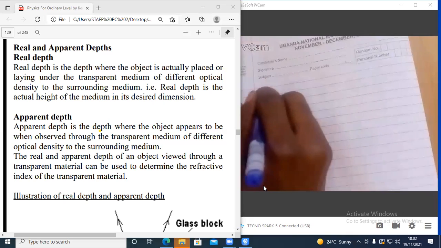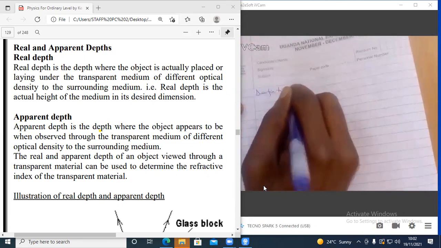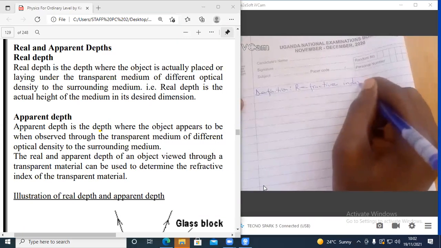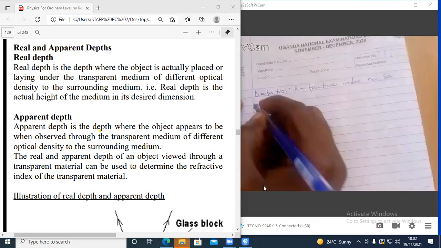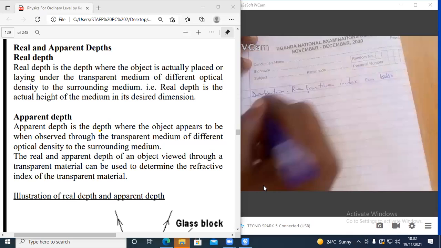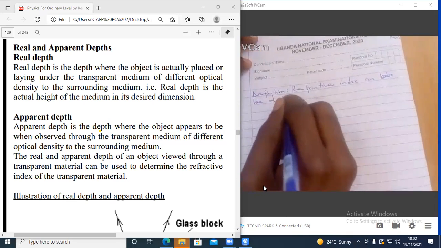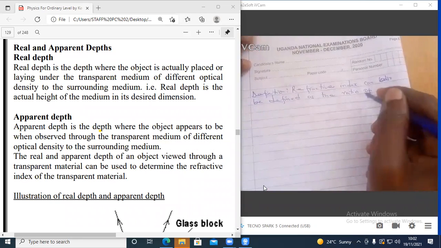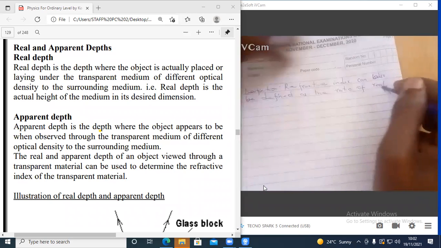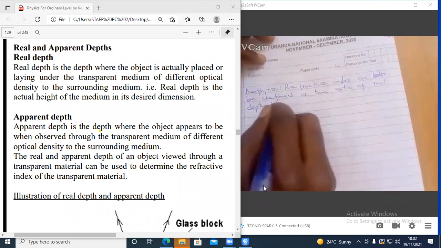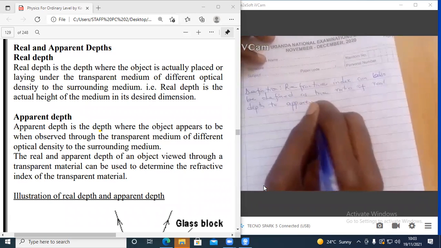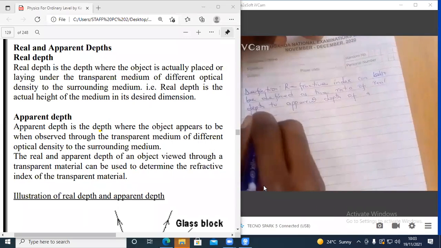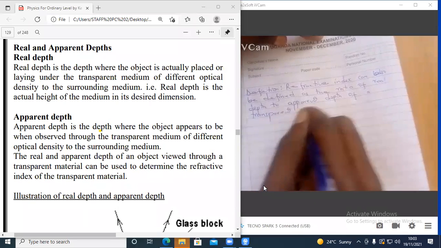Then from there, we can also define the refractive index. Definition of refractive index: refractive index can also be defined as the ratio of real depth to apparent depth of a transparent material.